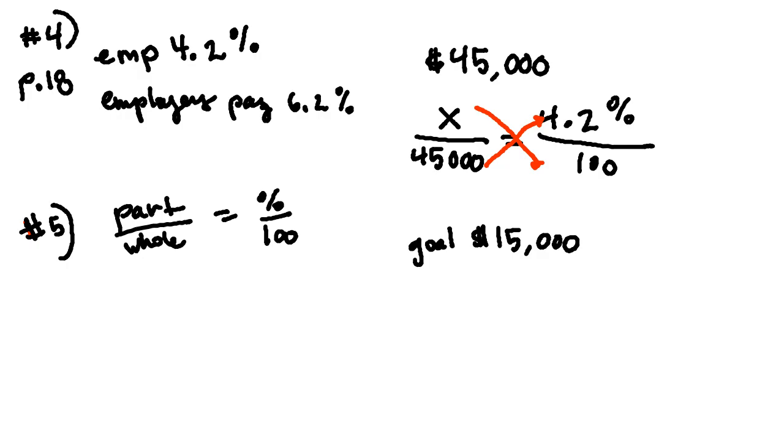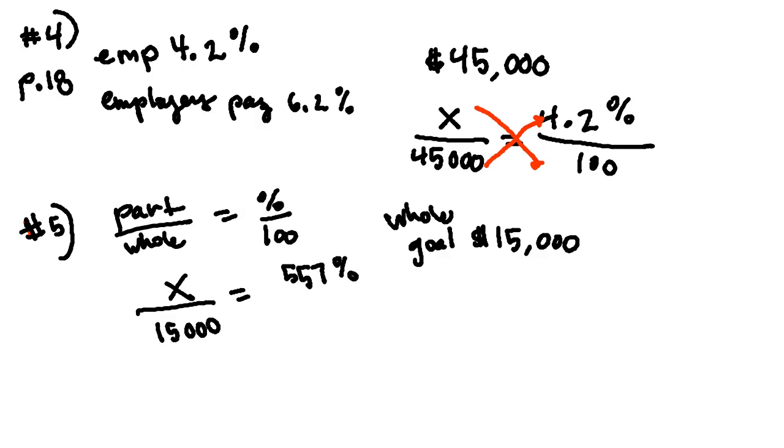So the part that they earned, we do not know. But the goal, this is the whole goal, was 15,000. So we'll put 15,000 down here. We don't know what part of that they actually raised. We know they raised 557%. This is a great example of where your percentages can be more than 100. It's rare. I don't want to say super rare, but typically they're under 100, but a percentage can be more than 100. Okay, we will cross multiply.